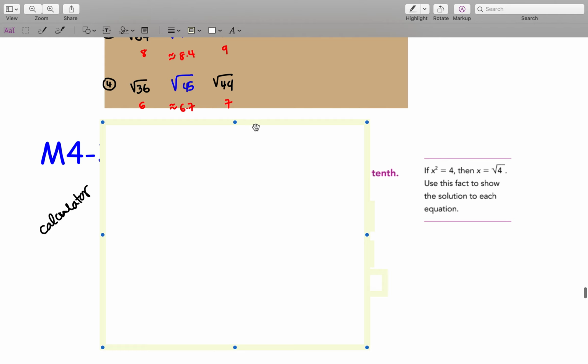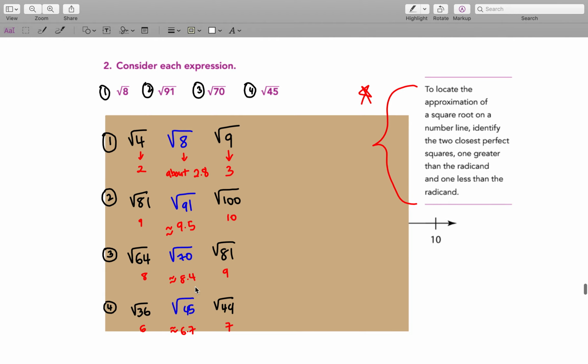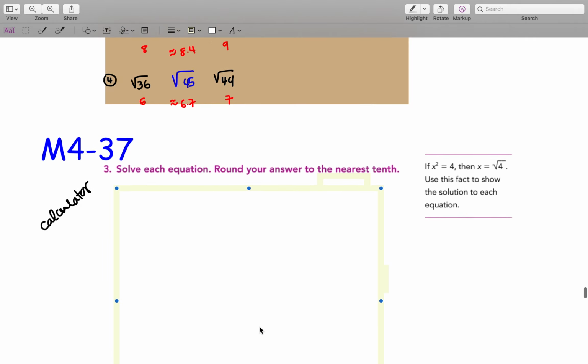Moving on. It says solve each equation, rounding your answer to the nearest tenth. We can use a calculator for these. The previous one was just estimating without using a calculator, because if you plug those into a calculator, it will tell you the answer. For these ones, you can use a calculator.